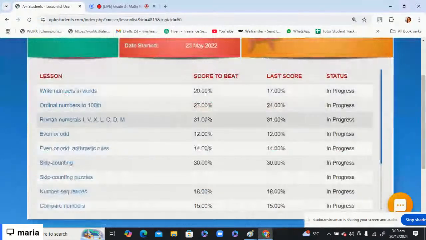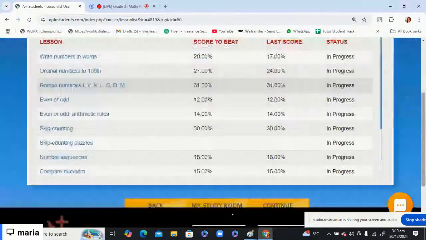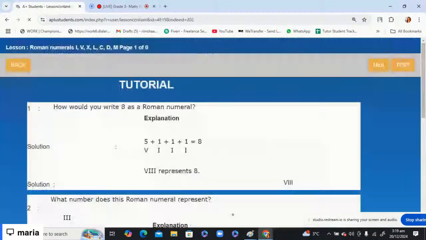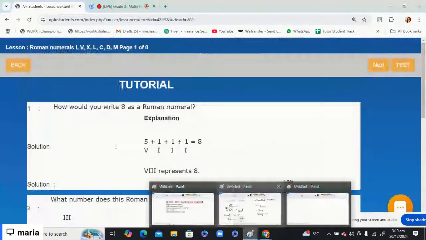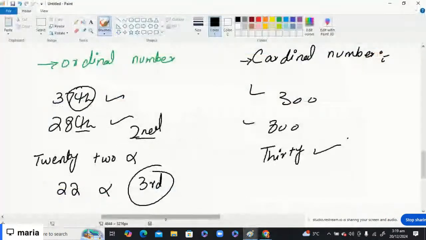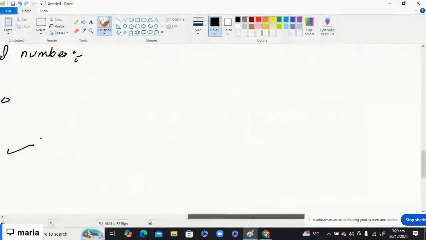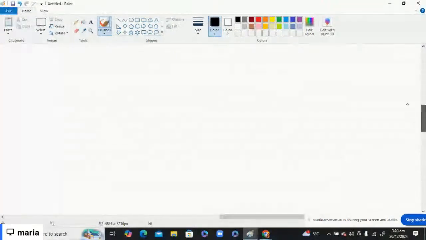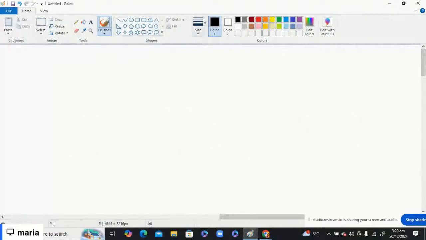Now let's move to the third lesson, which is the Roman numerals. Let's do it. For the Roman numerals, first of all, we're going to write the Roman numerals 1 to 10, then you will be able to understand. Here I'm going to write the Roman numerals 1 to 10: 1, 2, 3, 4, and then 5. So here we go with it.